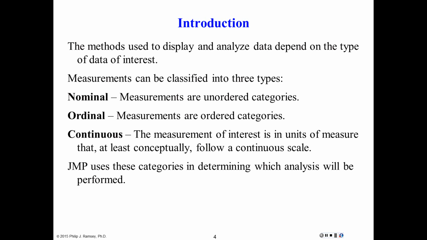Okay. And I should point out, and you'll see this, it's important in JMP to make sure the variables are defined correctly, because how JMP lets you analyze the data depends on the type. In other words, as I mentioned, the type of data largely determines the different things you can do to analyze that data.